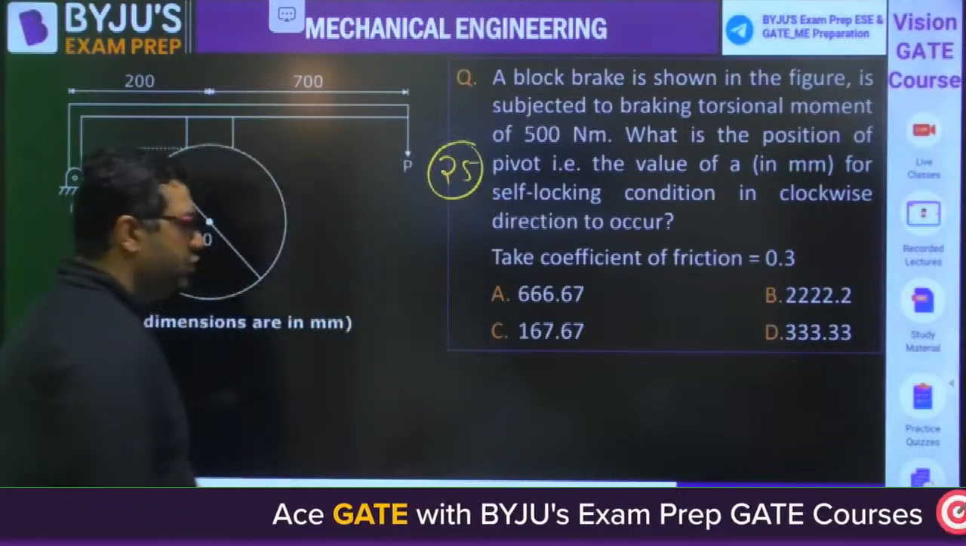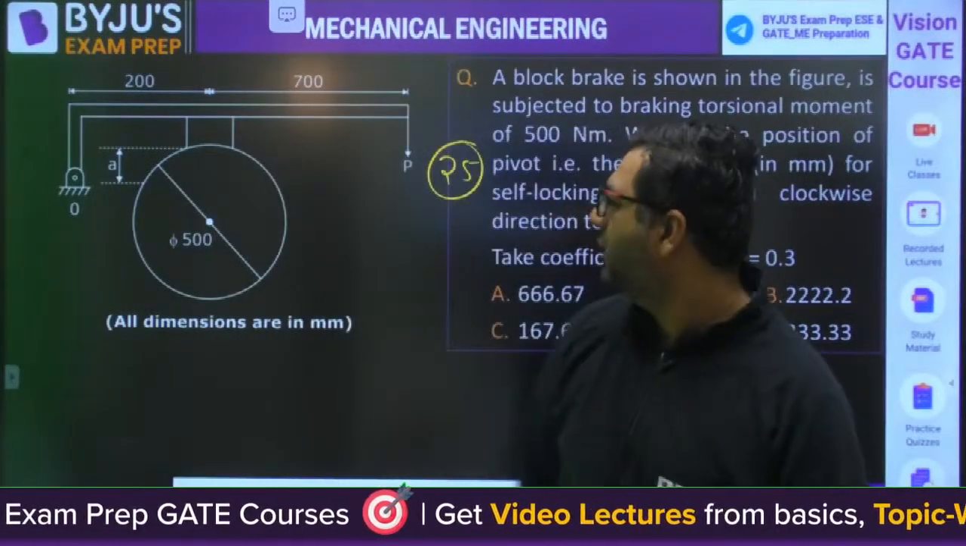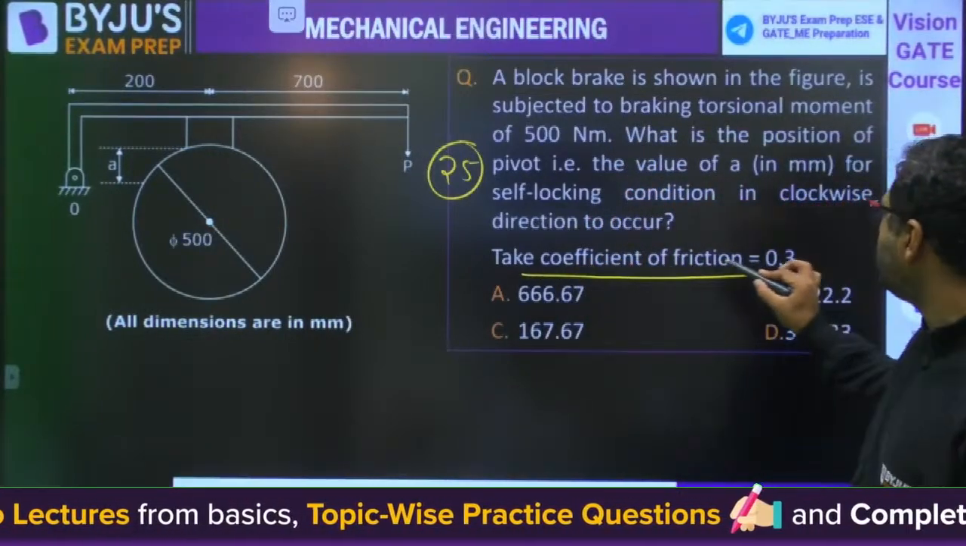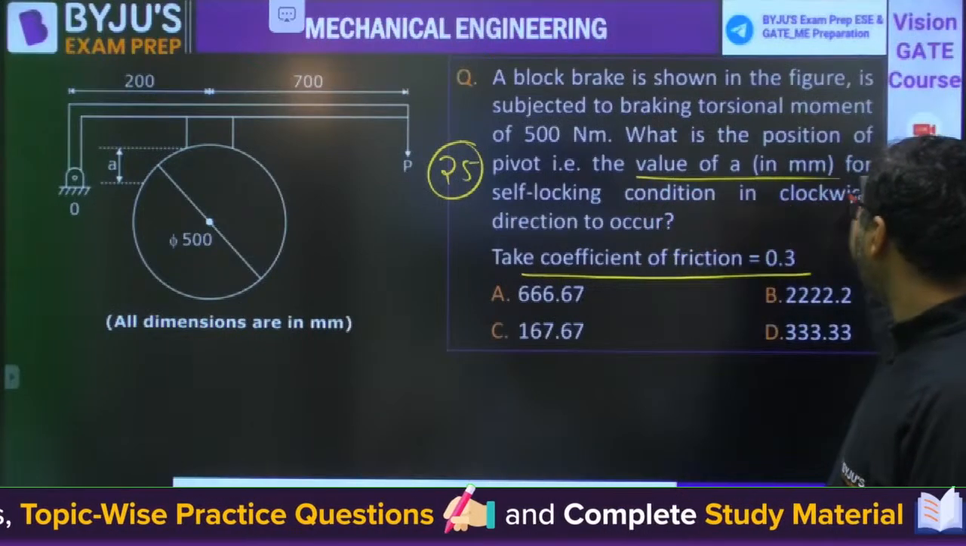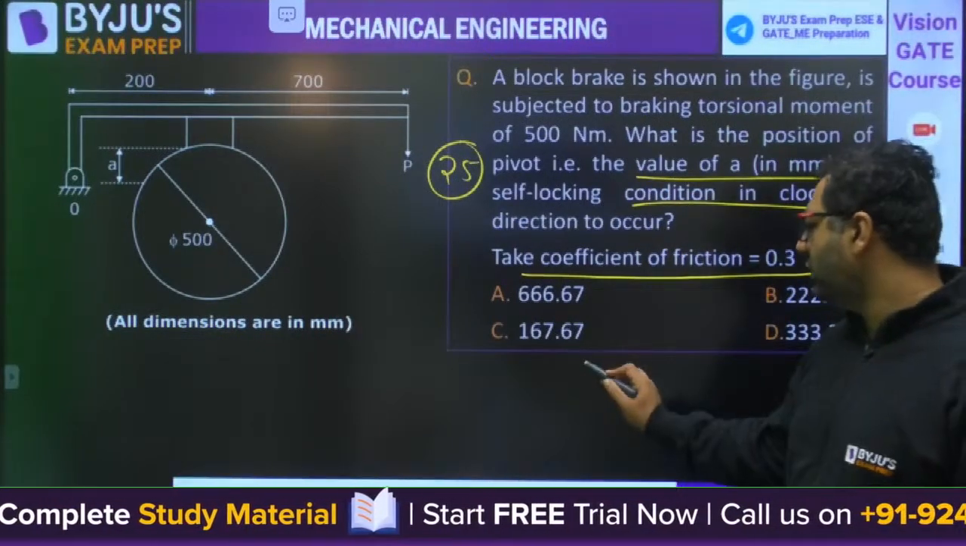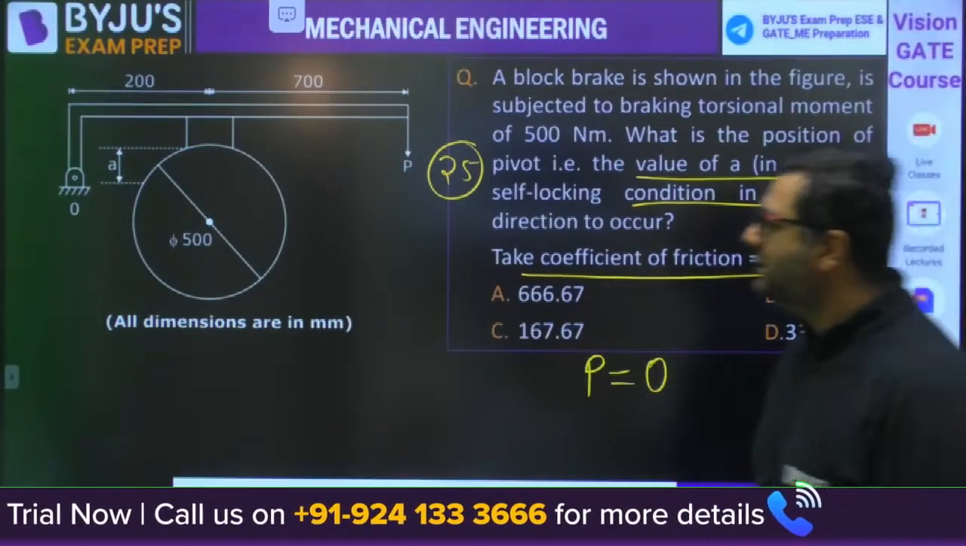Moving to question number 25. This is a brake question, and I feel everybody is aware how to do that. They are asking you the value of a in mm for the self-locking condition, with coefficient of friction 0.3 given. You know, for the self-locking condition, P is going to be 0 actually.